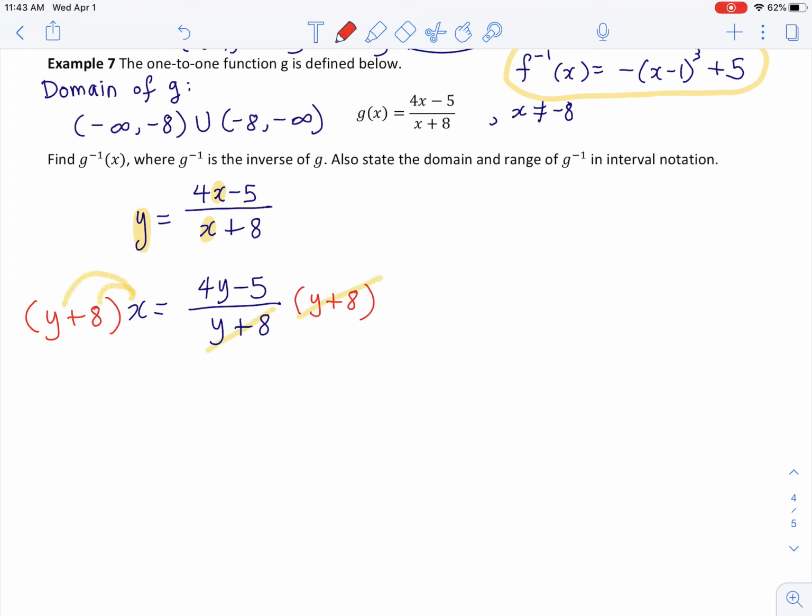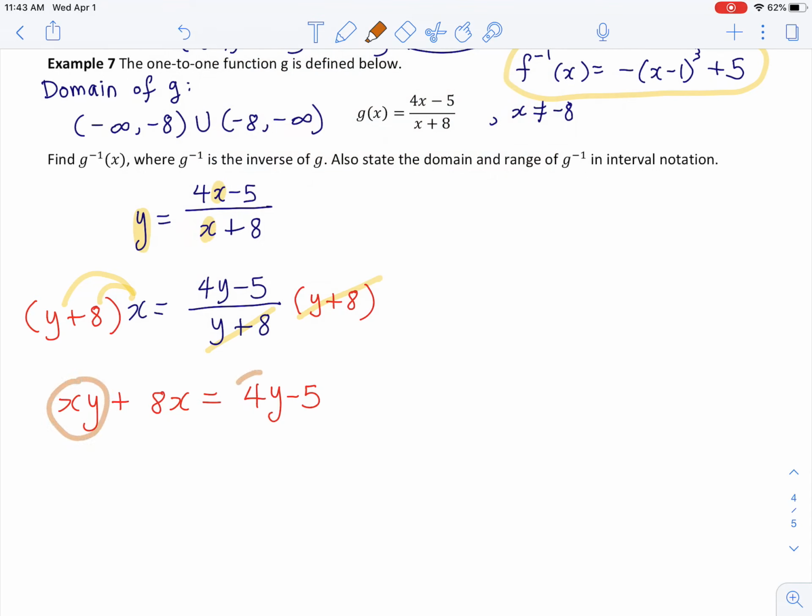If you do that, what will cancel out? This y plus 8 will cancel out. And I will distribute this left side and make it xy plus 8x equals what's left on the right side? 4y minus 5. Okay? Now, don't forget what we're trying to do. We're trying to solve this for y.